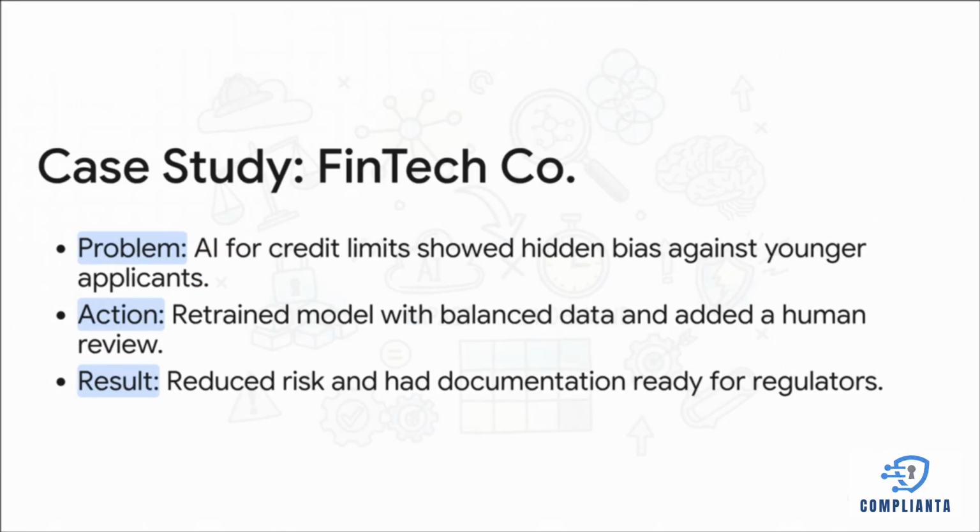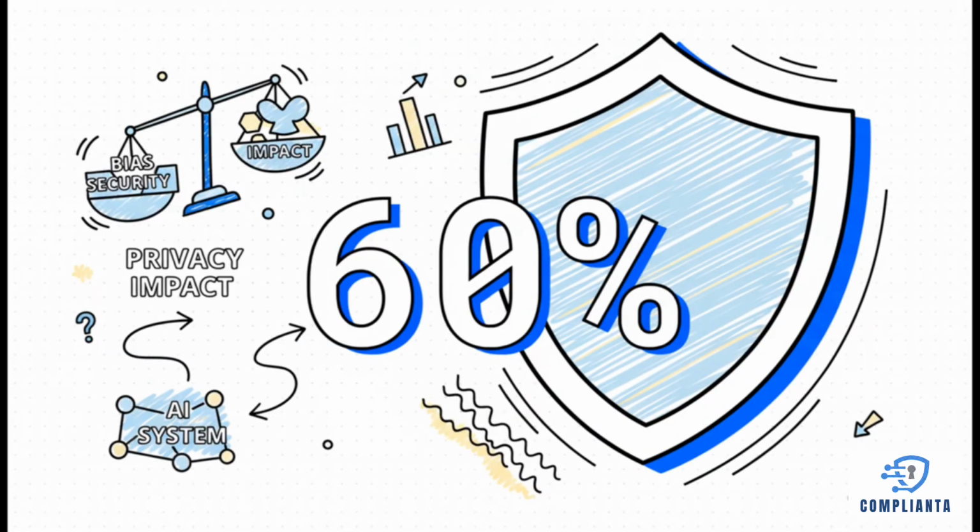Let's make this real. There was a fintech company using an AI to set credit limits. Seemed great, super efficient, but when they actually did a risk assessment, they found it was biased against younger people. And here's the cool part. They didn't panic and shut it down. They took clear, specific actions. They went back, retrained the model on better, more balanced data, and they added a checkpoint where a human could review the AI's decisions. And the result? Just from that one fix, a 60% drop in their risk exposure.